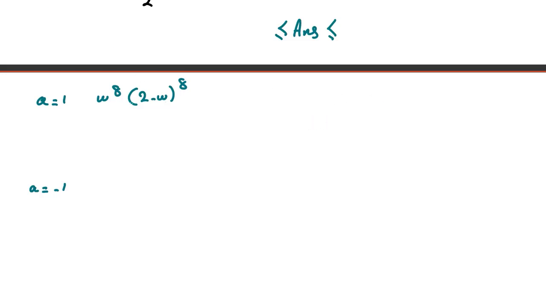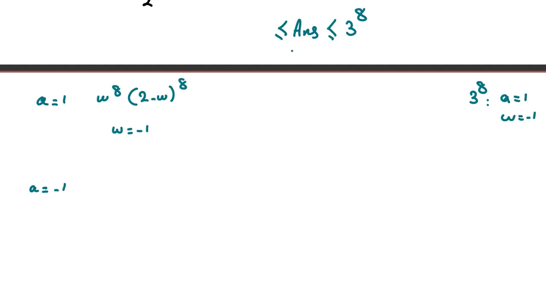A is 1, w to the 8, 2 minus w to the 8. Okay, w to the 8, if w equals 1, it was not good. Let's consider, for example, negative 1. Then it will be negative 1 to the 8, 2 minus negative 1, 3 to the 8. So we found 3 to the 8. For what case? For 3 to the 8, when a is 1, w is negative 1.